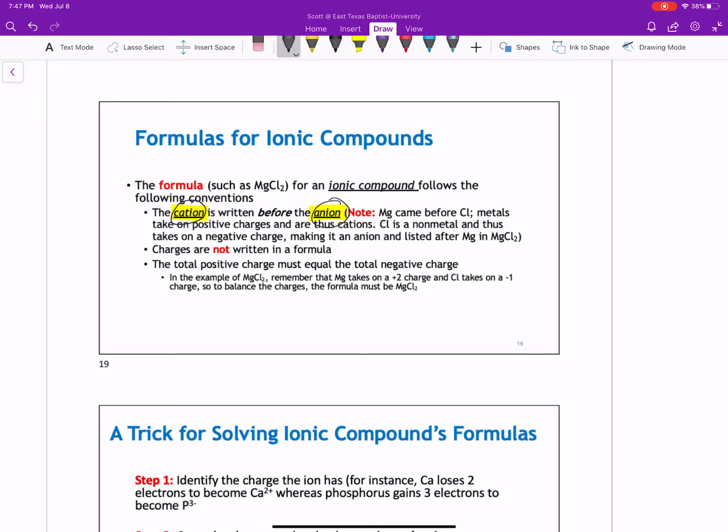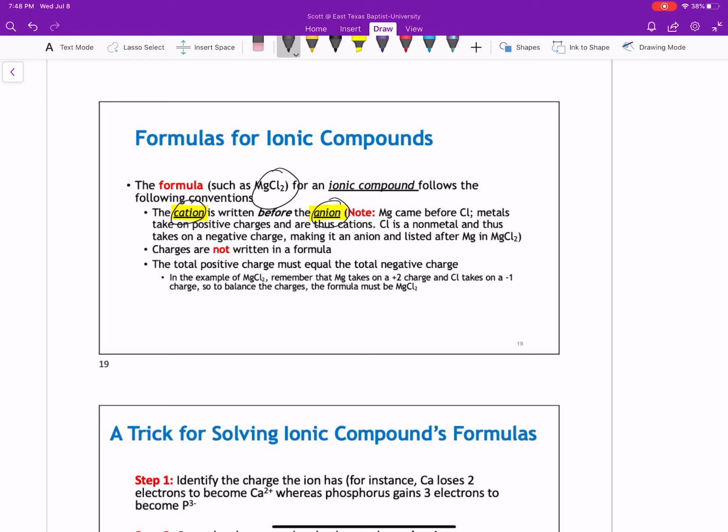And so note in MgCl2 that the Mg came first because that was the cation. It was the metal. Okay, it's in group 2, the column 2, the alkaline earth metals. And then the Cl came next because Cl is a nonmetal. Okay, charges are not written in a formula, and the total positive charge must equal the total negative charge. Thus, the entire ionic compound has to be neutral.